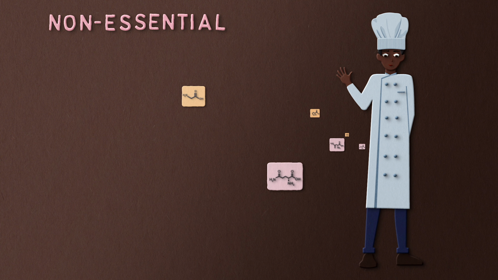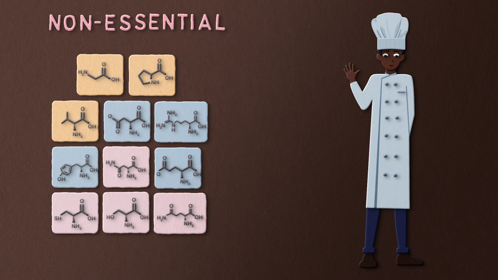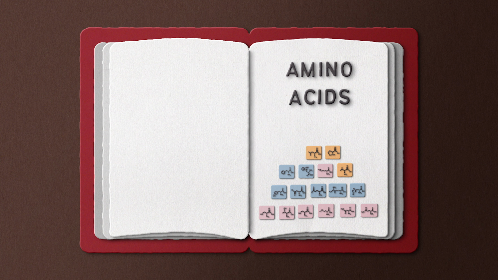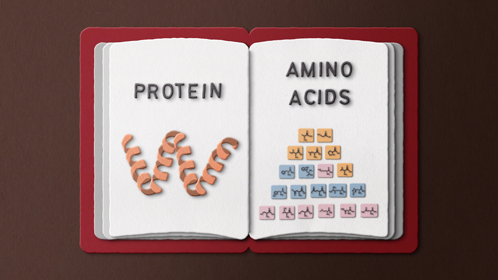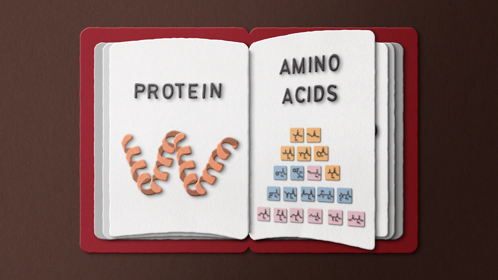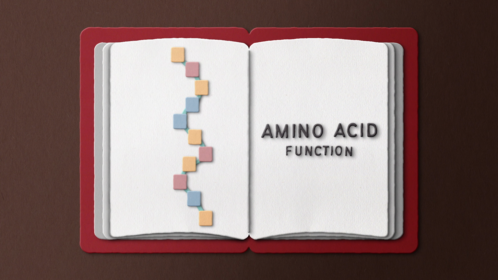We've also got non-essential amino acids, which are the ones that our bodies do produce, like alanine. With about 10 essential and 10 non-essential amino acids, our body has 20 amino acids to play with to create proteins. Now that we know what an amino acid is, let's talk about function.